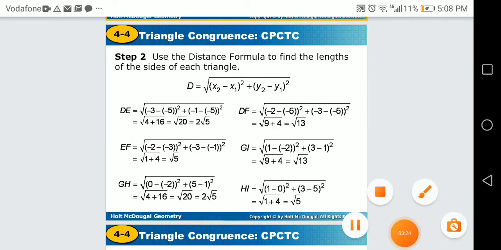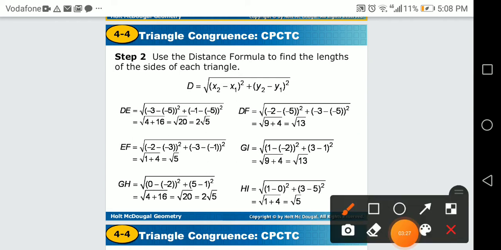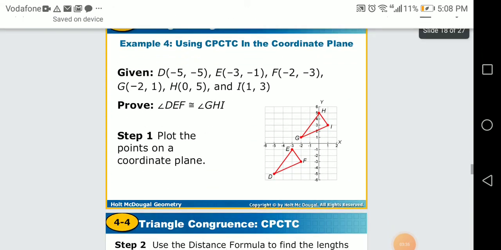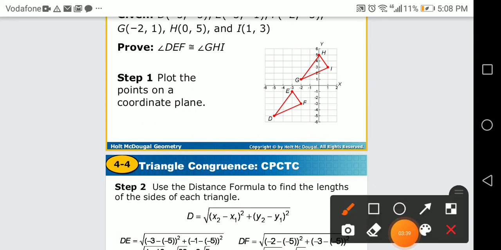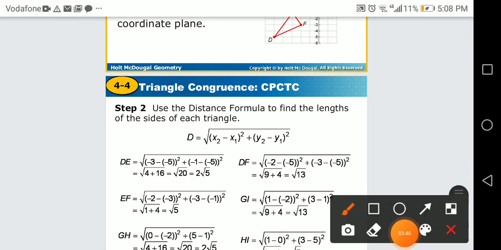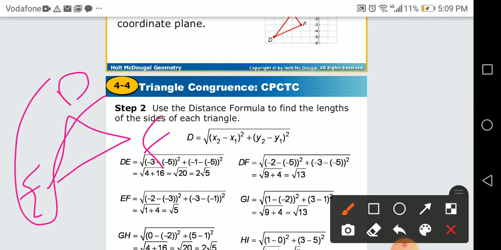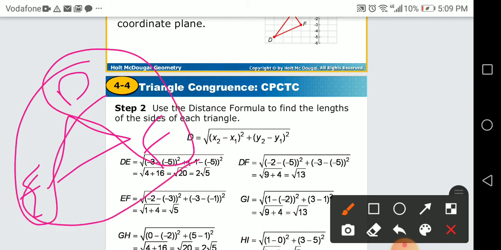Okay, the next step is to substitute: instead of the letters, I put the points. Where are the points, Miss Dina? It's up here. For every segment I have to calculate the distance. Which segments? Okay, let's do it very slowly. I have triangle DEF. So what are the segments of triangle DEF? DE, DF, EF.